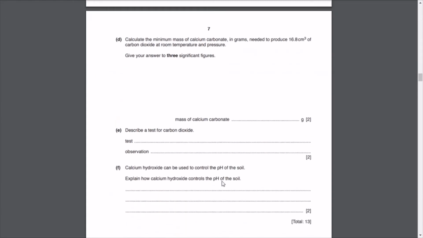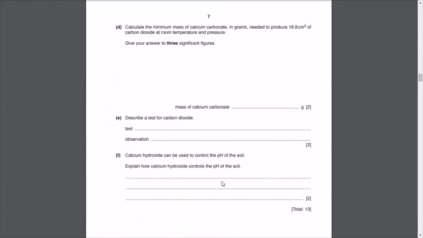If we divide it by 24,000, the answer would be around 0.0007, that is 7 × 10⁻⁴. Alright, and then we are going to multiply it by 100, because the Mr of CaCO3 is 100. So we multiply by 100 to find the mass, as the formula is moles × Mr. We are going to use that formula and get the answer. This is a really easy question.